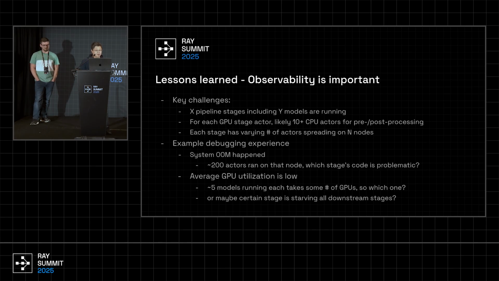But if I look at the log, maybe roughly 200 actors were running on that node. Then how do I figure out which stage I should look into? A similar situation happens when you find your overall utilization is low, but there are several different models running on these GPUs, each taking some number of GPUs. So how should I figure out which model inference to look into?